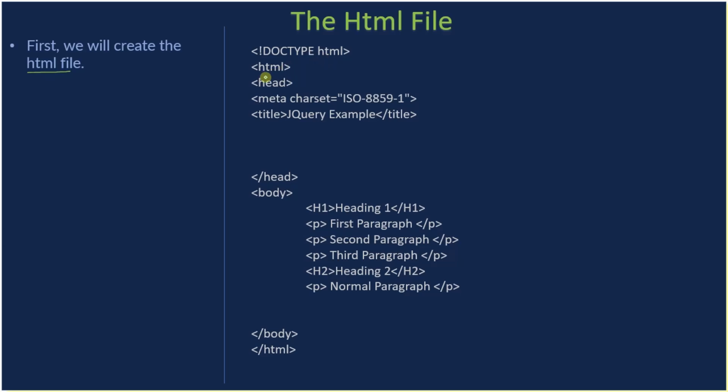And if you see, we will be having an HTML tag and that is ending here. Then we have head, and inside the head we have meta as well as title. Then in the body we will be having a header tag, then some sample paragraphs, and after that we will be having one more header, then we begin one more paragraph. So this is our simple HTML file.